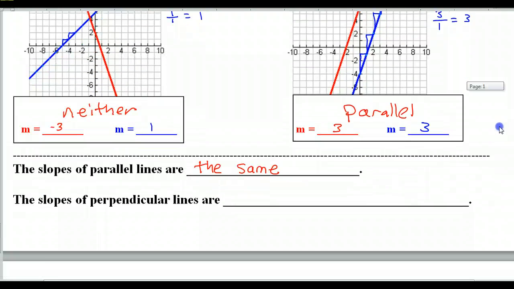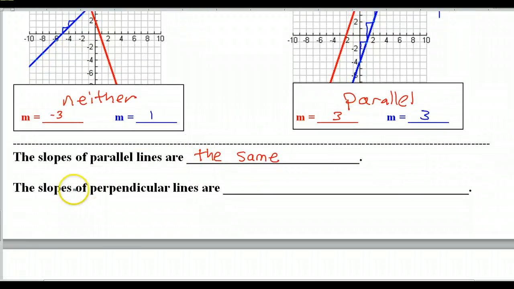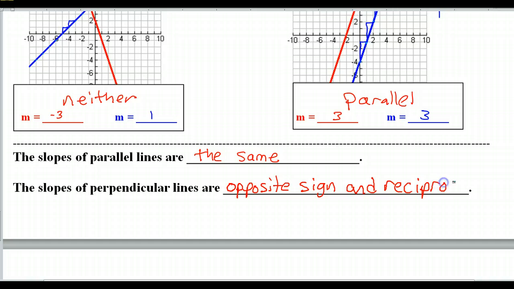So it's time to generalize and write that as a general statement. Remember, for perpendicular lines, there were two things that were happening. It seems like they always had opposite sign, one positive and one negative. And they were always reciprocal. That meant the fractions were upside down when you compared one to the other.